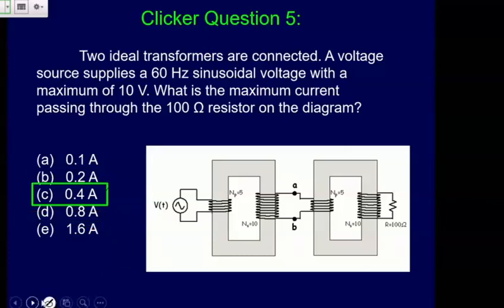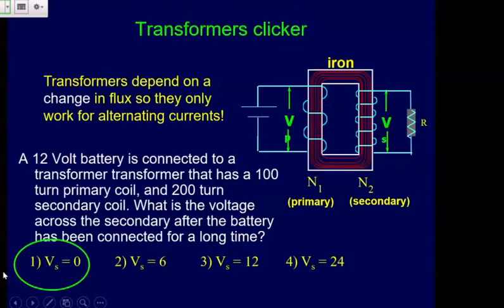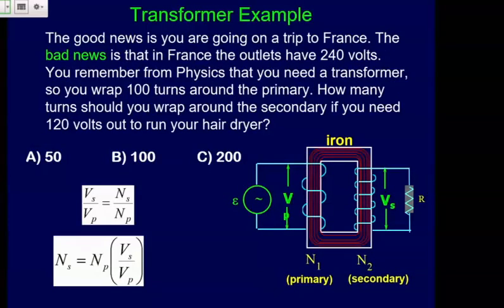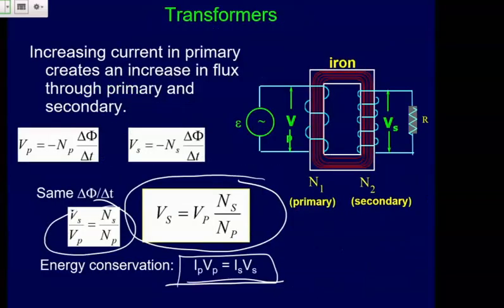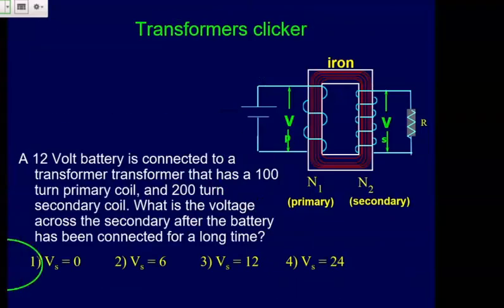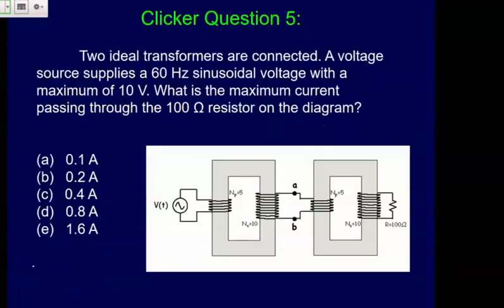this equation, again, back over here. So Vs equals Vp Ns over Np. That's our general equation: the voltage of the secondary equals the voltage of the primary times Ns over Np. Our initial voltage here was 10 volts, then Ns over Np would be 10 over 5. So we get 20 volts.